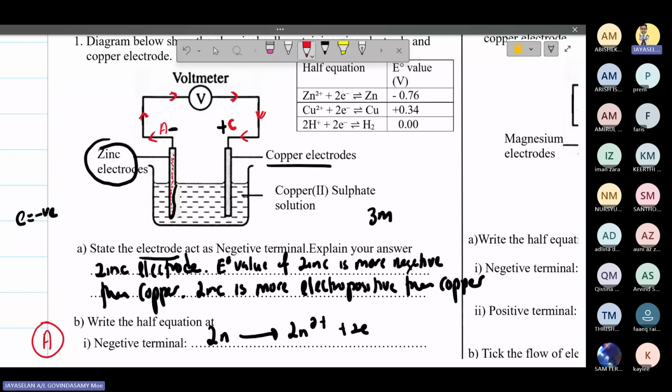When it moves to the positive terminal, someone has to accept the electrons, otherwise the circuit is not complete. Any question? Who accepts the electrons? I already said, at the anode you choose the electrode, at the cathode don't choose, only one time. If the anode already chose, the cathode don't choose. That means the copper electrode, don't choose. So what do I choose? This one. The solution is copper(II) sulfate solution. I ask you to choose what? Cation.